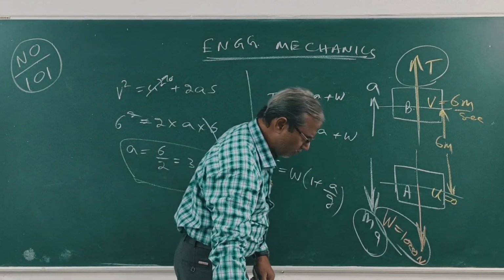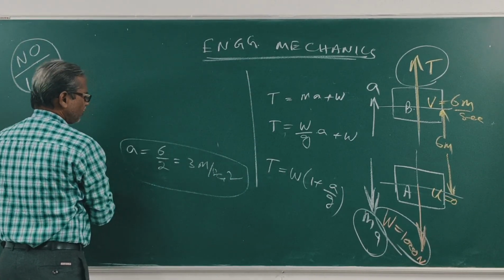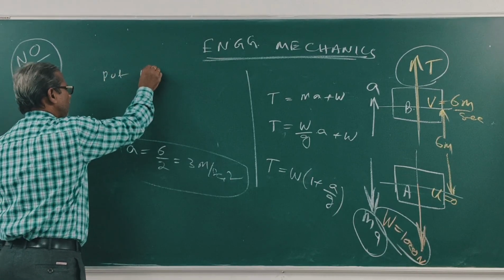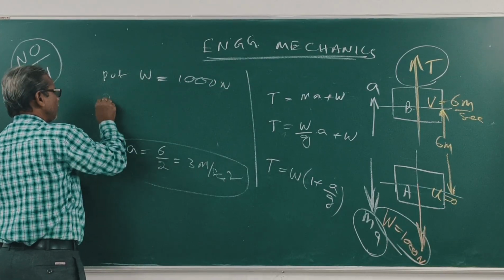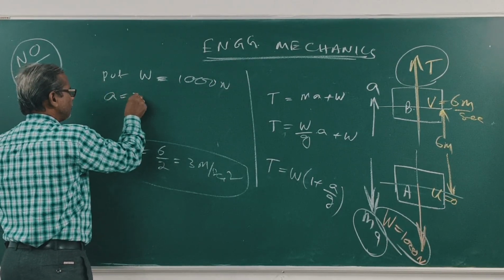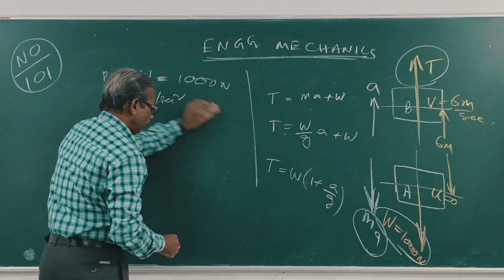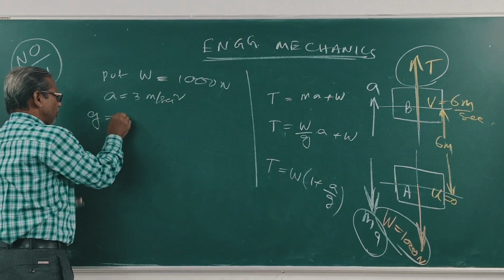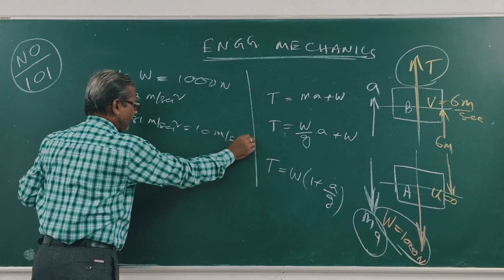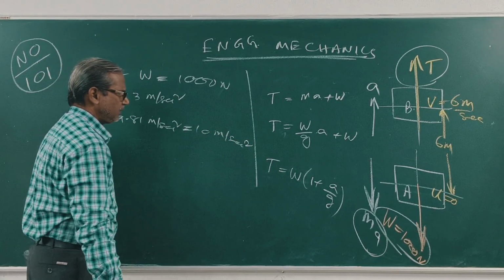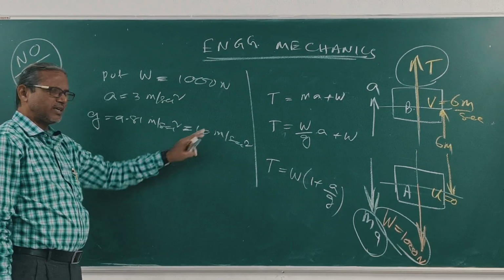Now put W is equal to 1000 Newton, A is equal to 3 meter per second square, and G is equal to 9.81 meter per second square or 10 meter per second square, right? It's better to put 10 because we are not using a calculator, so I am putting G is equal to 10 meter per second square.